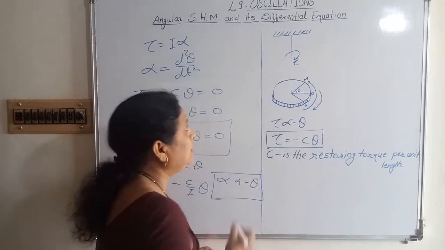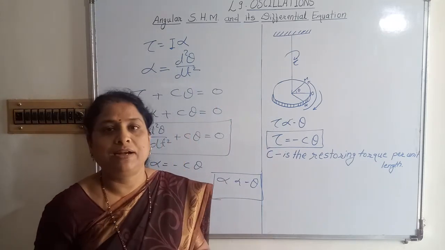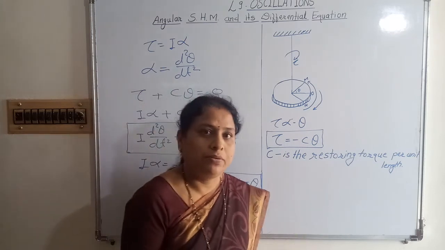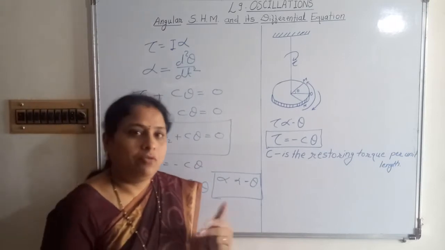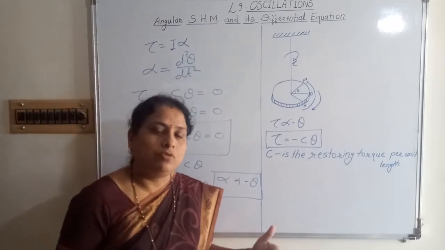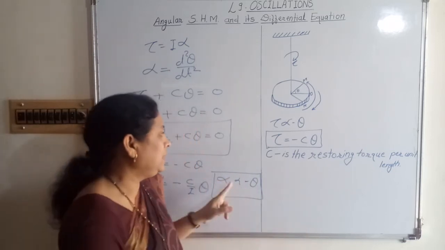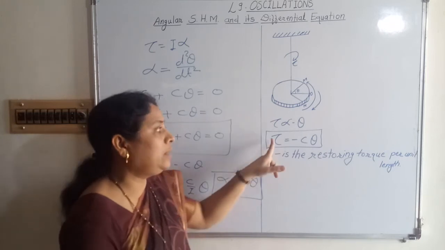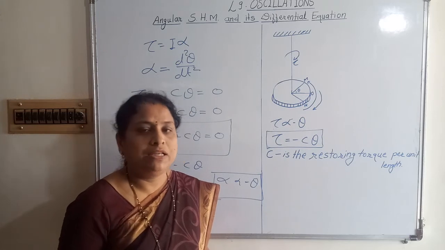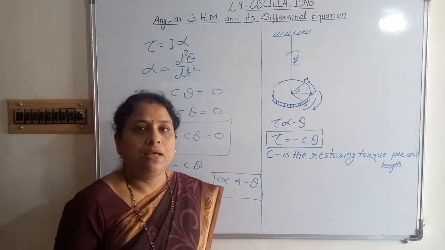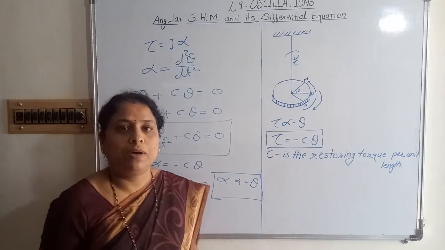From these two equations, we can define angular simple harmonic motion in the same manner as linear simple harmonic motion. So what will be the definition? Angular simple harmonic motion is the oscillatory motion in which the angular acceleration or the restoring torque is directly proportional to the angular displacement and their directions are opposite to each other. That is the definition of angular simple harmonic motion.